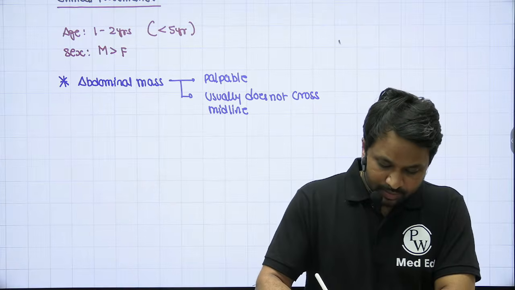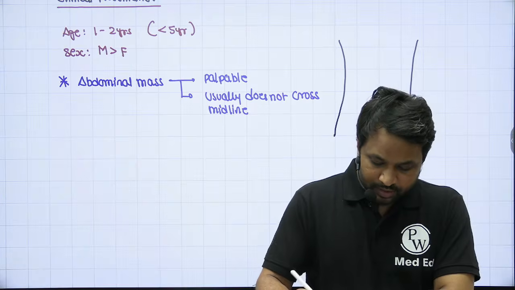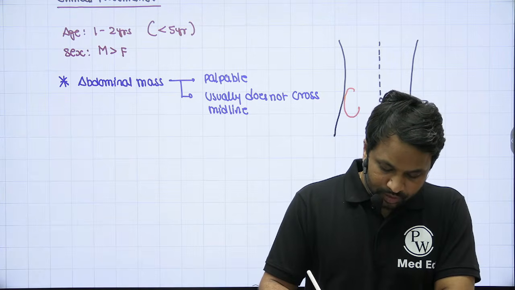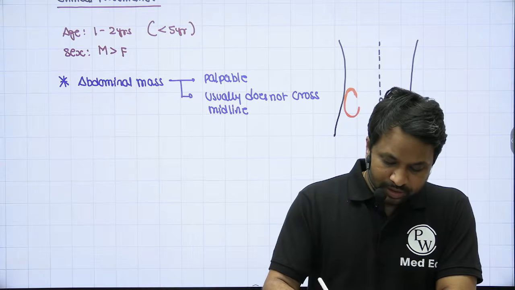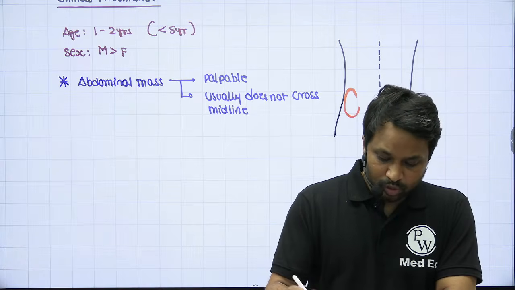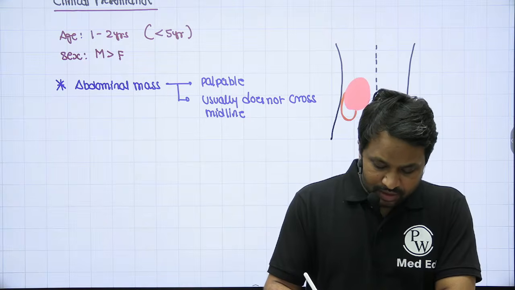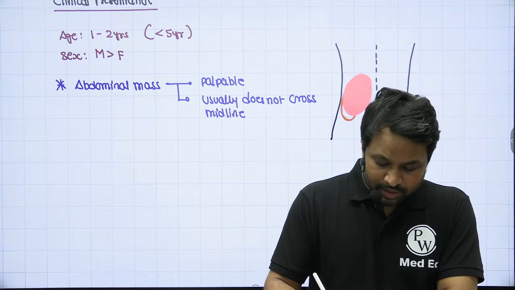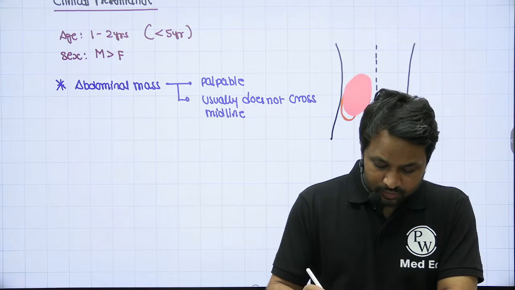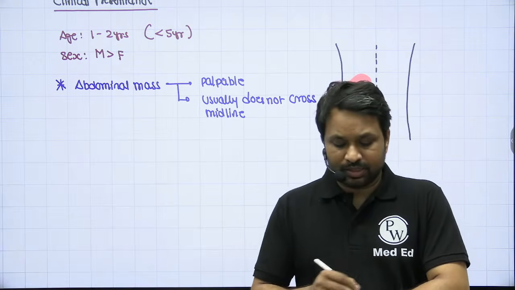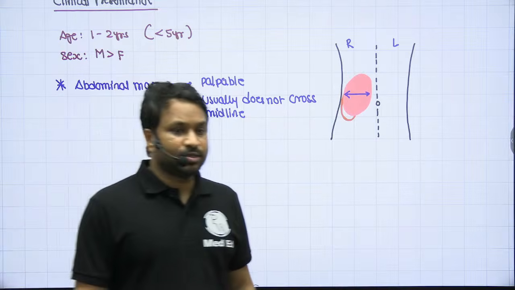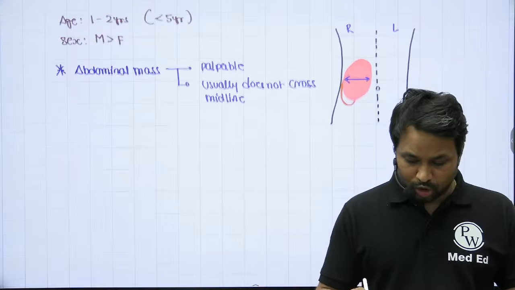If you take this as a representation of the baby's abdomen, this is the midline which we are talking about. This is the umbilicus for the sake of understanding. The kidneys are situated here. Let's say there's a tumor that is going to arise. Wilms tumor is quite hefty in its growth, so even if it enlarges, it will enlarge on this particular side. No matter how much it enlarges, it is going to be limited to the one side. So if it is on the right side, it will stay on the right side. It usually does not cross the midline. So it's an abdominal mass which is palpable and usually does not cross the midline.